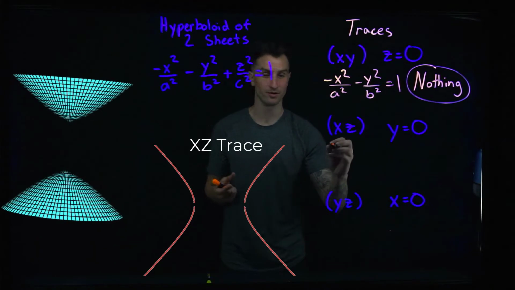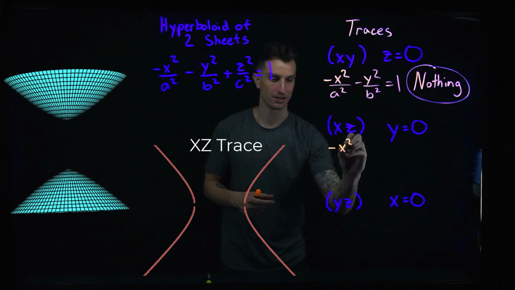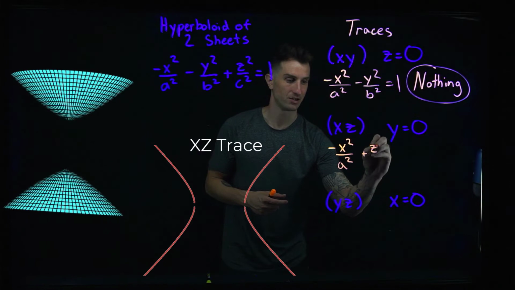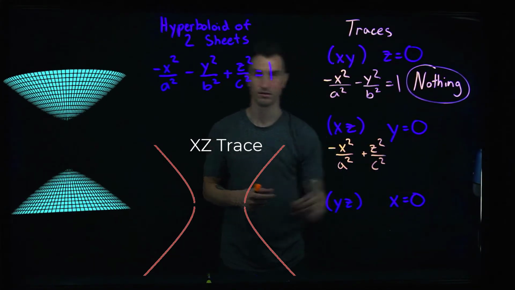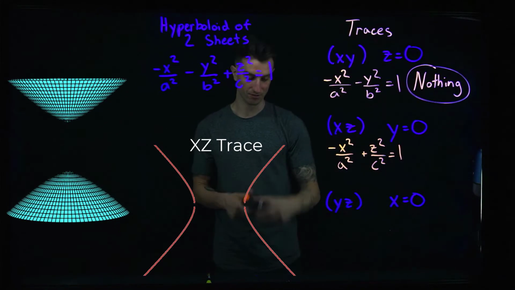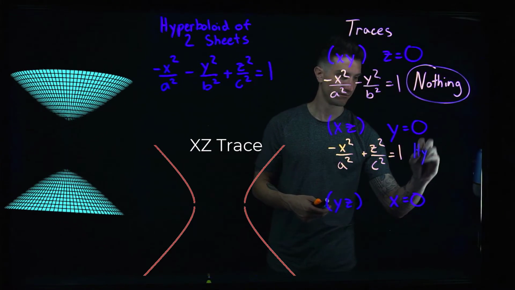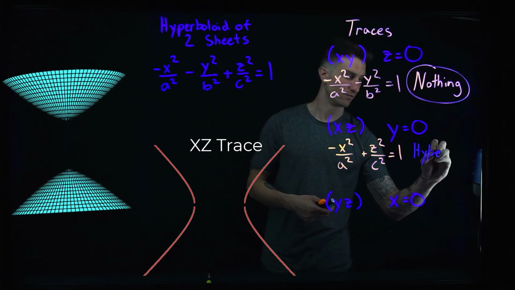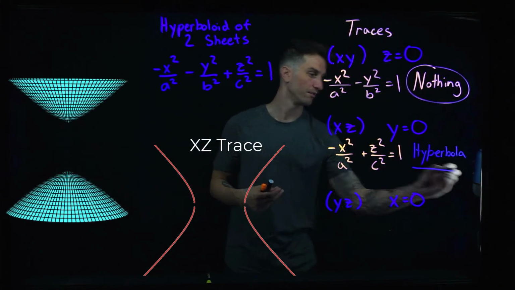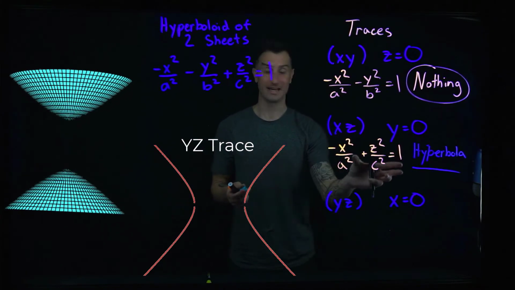This should look familiar because we have negative x squared over a squared plus z squared over c squared is equal to 1. And this should look familiar from our last video. What is this? This is a hyperbola. Luckily, we're not in a spelling class.